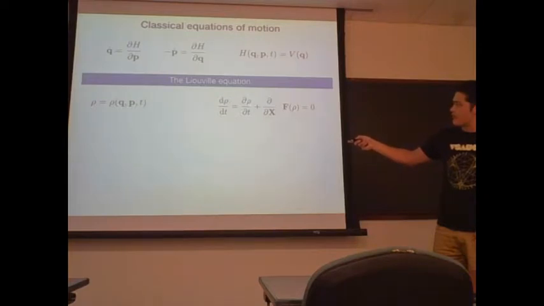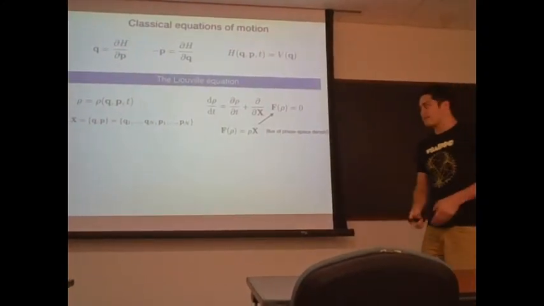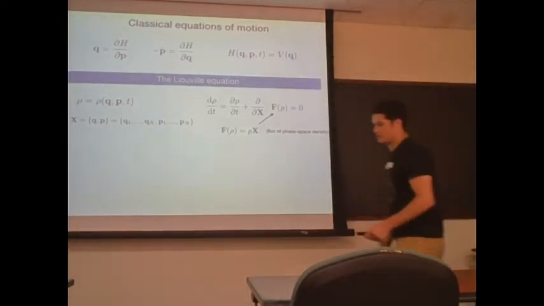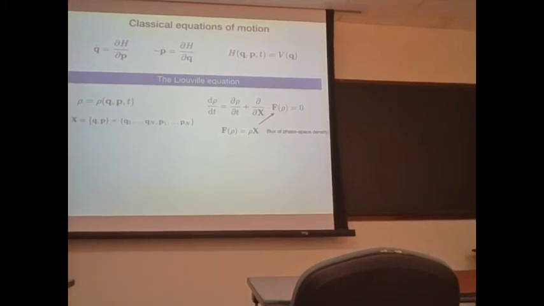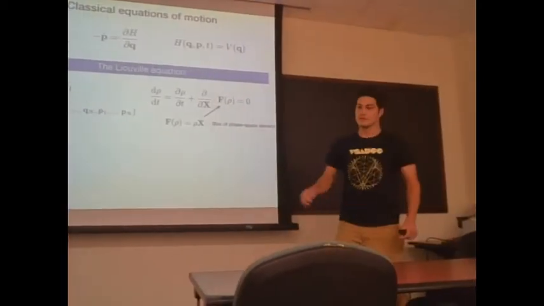So this is just the time rate of change of the phase space density, plus a 6n-dimensional divergence of the flux of rho. What I mean by flux is, I don't know if I'm on the board here. Can you see me on this side?